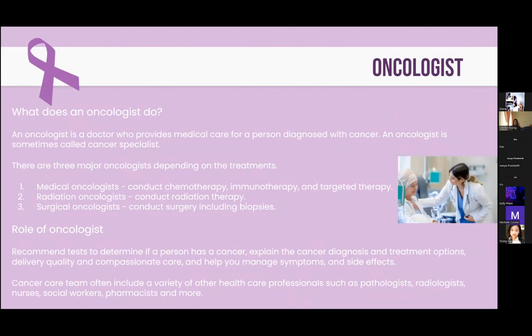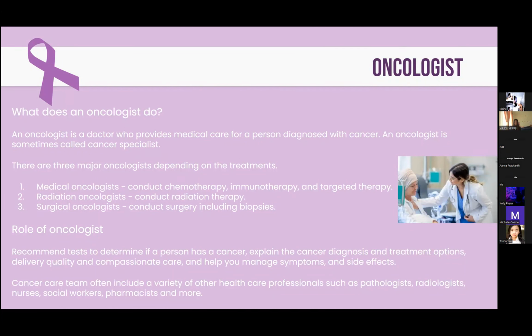All right, so an oncologist is a doctor who provides medical care for a person diagnosed with cancer. An oncologist is sometimes also called a cancer specialist. And there are three types of major oncologists. First is medical oncologists, who conduct chemotherapy, immunotherapy, and targeted therapy. Second, there are radiation oncologists, who conduct radiation therapy. Third, you have surgical oncologists, who conduct surgery, including biopsies.